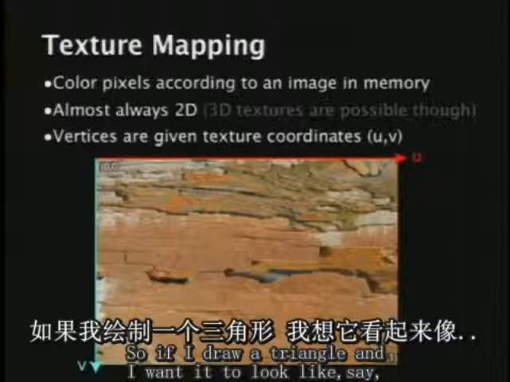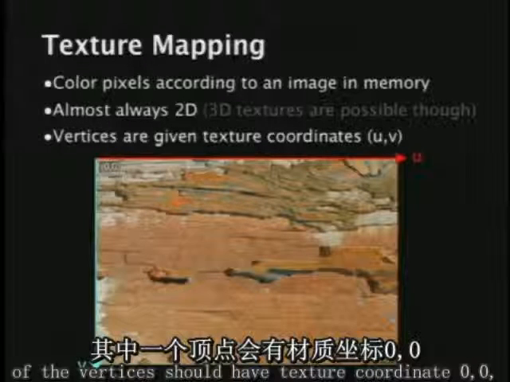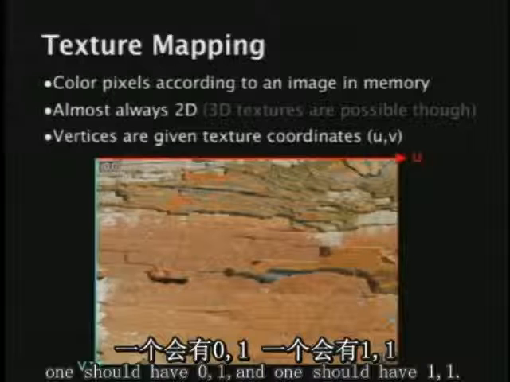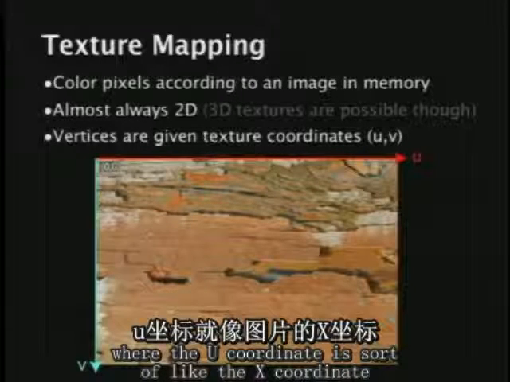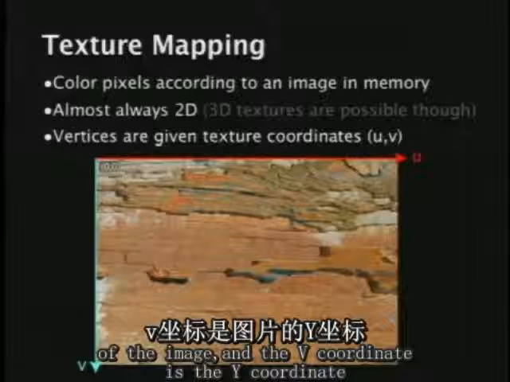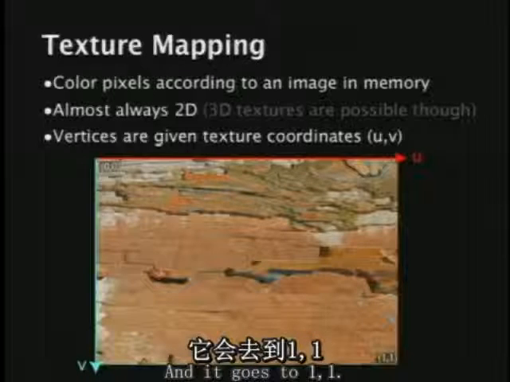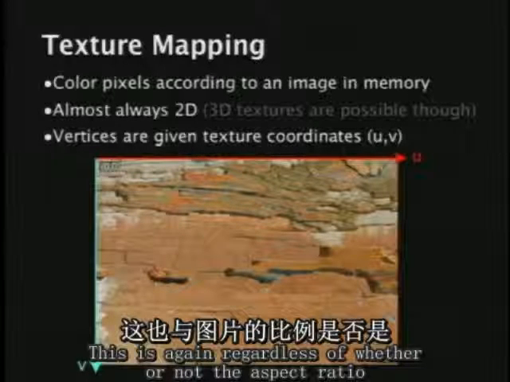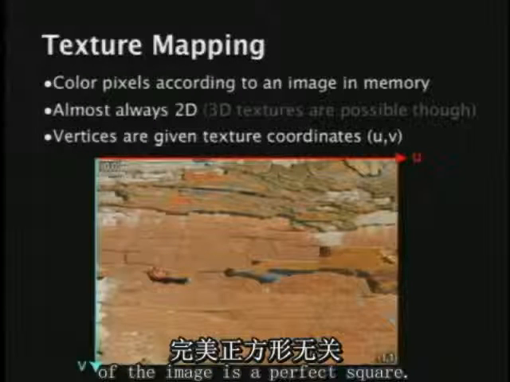So if I draw a triangle and I want it to look like, say, the bottom half of this thing, I'm going to say one of the vertices should have texture coordinate 0, 0, one should have 0, 1, and one should have a 1, 1. And so this is parameterized in this UV space where the U coordinate is like the X coordinate of the image, and the V coordinate is the Y coordinate of the image, where the top left is the origin. And it goes to 1, 1. This is, again, regardless of whether or not the aspect ratio of the image is a perfect square.